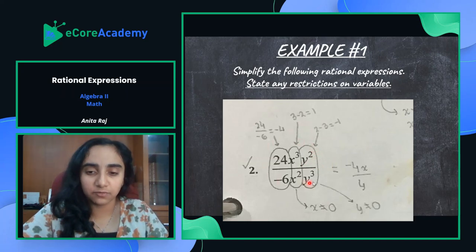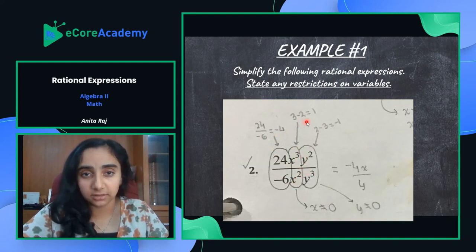So again, we're trying to simplify this rational expression. If we look at the integers first, 24 divided by negative 6 is negative 4. If we look at the x's, x cubed divided by x squared. Well, we're doing division of exponents, so we can technically just subtract the exponents.